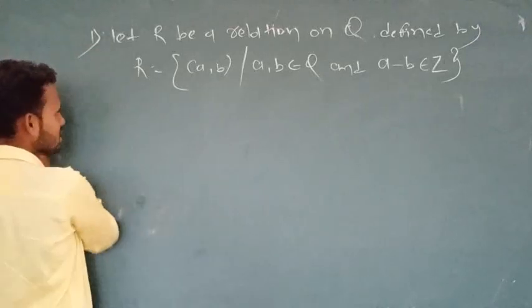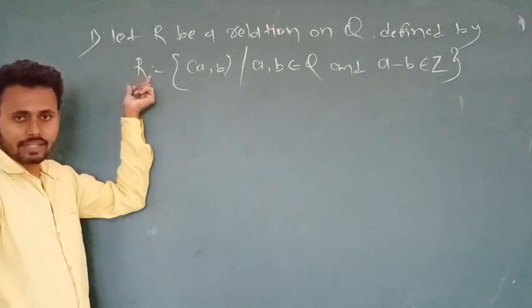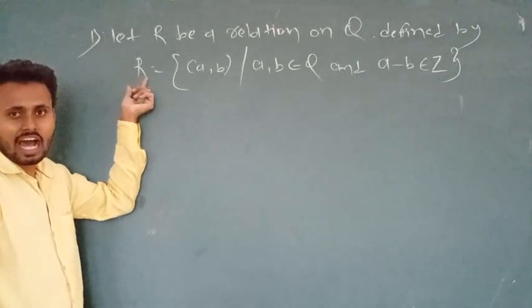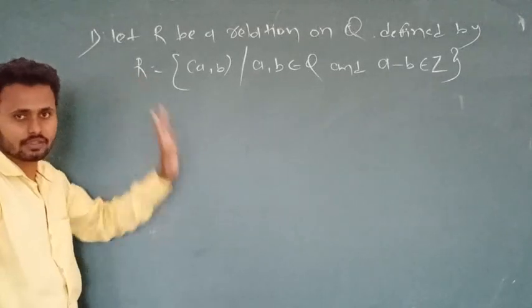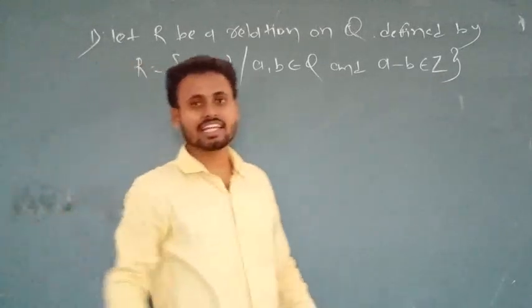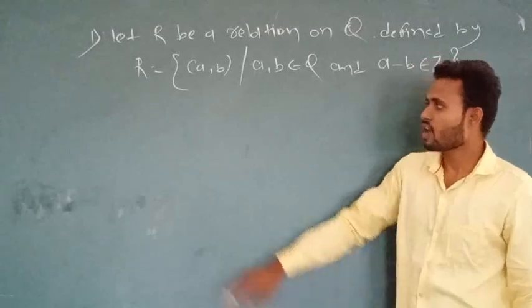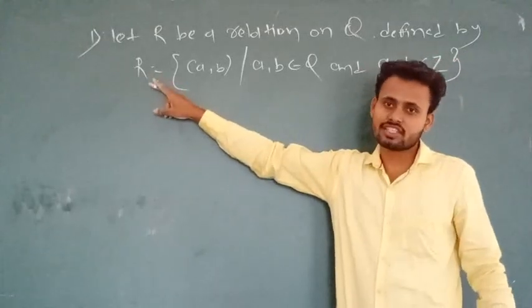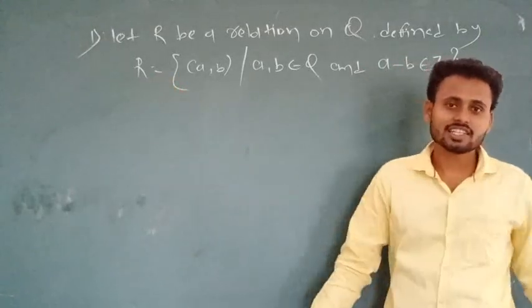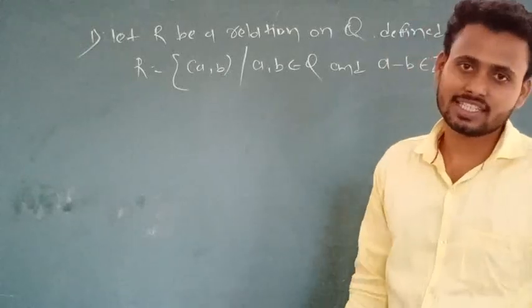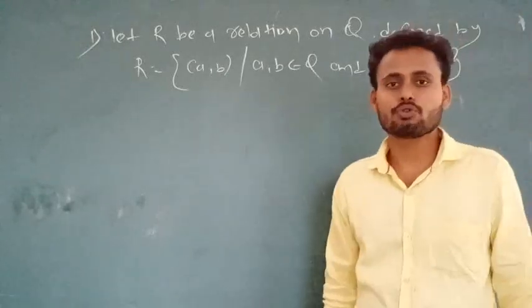Then our question is: show that R is an equivalence relation. Show that this R is an equivalence relation. ठीक आहे. आपल्याला काय शो करायचं आहे? R हे इक्विव्हॅलन्स रिलेशन शो करायचं आहे. You know that a relation which is reflexive, symmetric and transitive is called an equivalence relation.